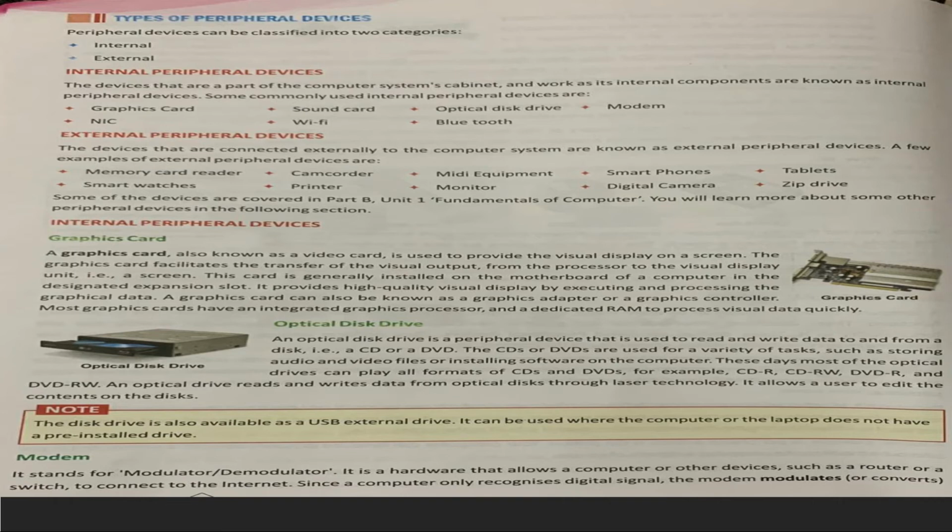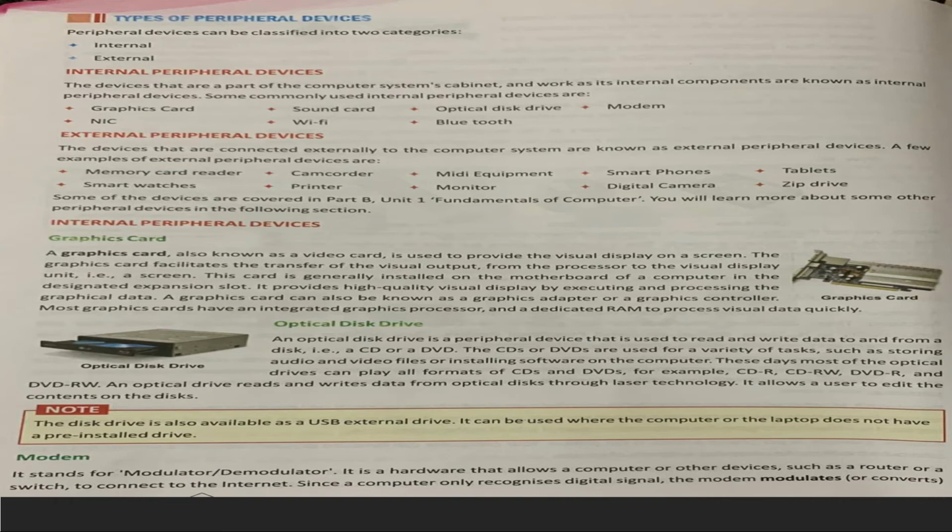The CDs or DVDs are used for a variety of tasks such as storing audio and video files, as well as installing software on the computer. These days, most of the optical drives can play all forms of CDs and DVDs. CD-RW is there, that means rewritable. DVD-R means DVD writable, DVD-RW, DVD rewritable, all these things. The disk drive is also available as a USB external drive. Nowadays, hard disks and CD-ROM or DVD drives can be used externally also. That can be connected to the USB port.